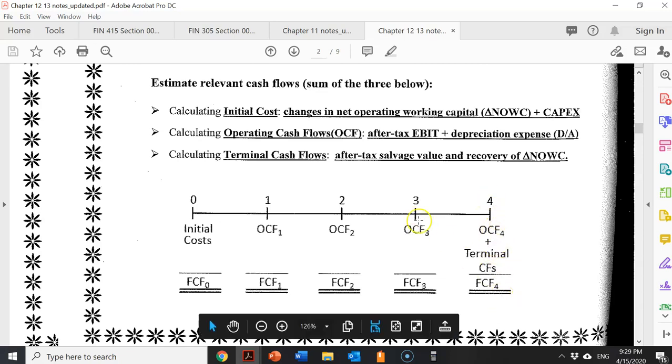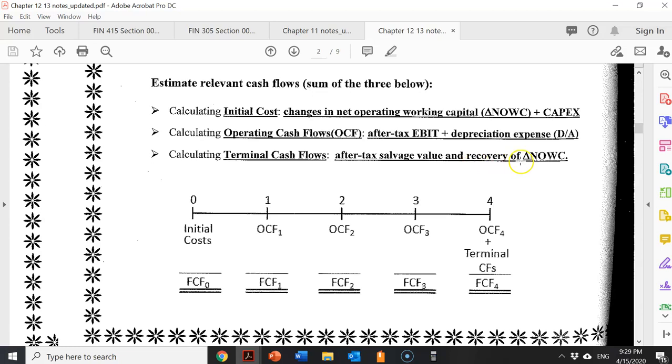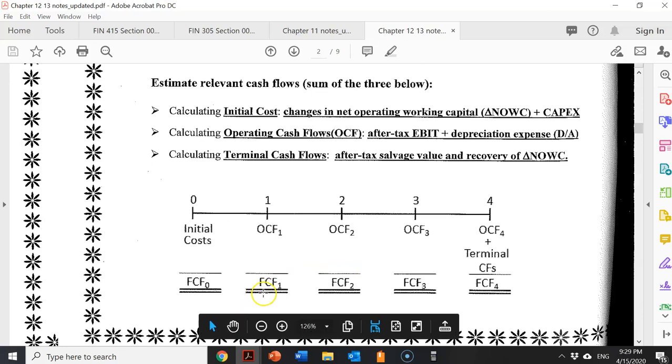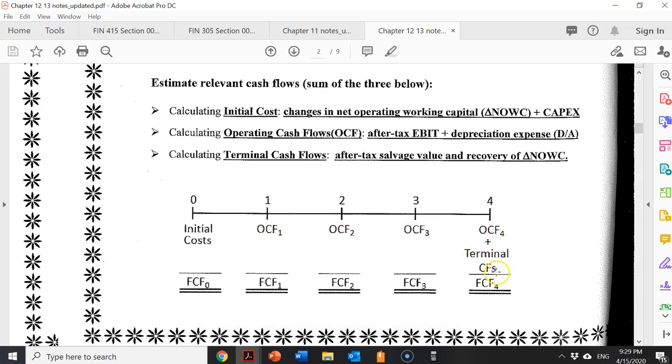At the end of the project, we will calculate terminal cash flow. It's going to be the after-tax salvage value and recovery of delta NOWC as our terminal cash flow 4. And for free cash flow 1, 2, 3, 4, it's going to be operating cash flow 1, 2, 3, 4 plus terminal cash flow 4.